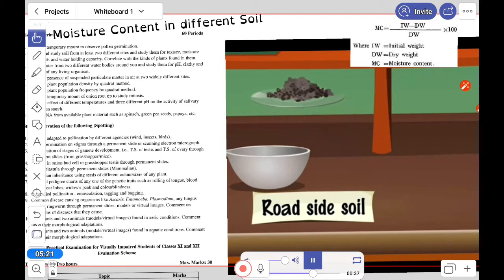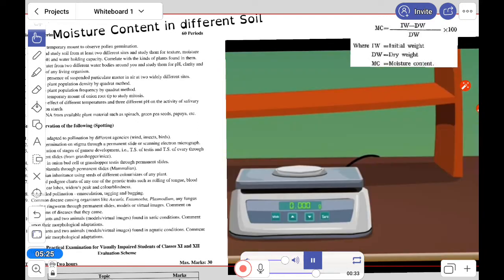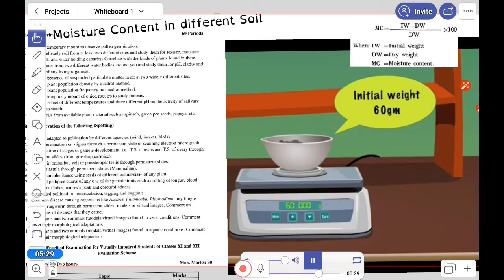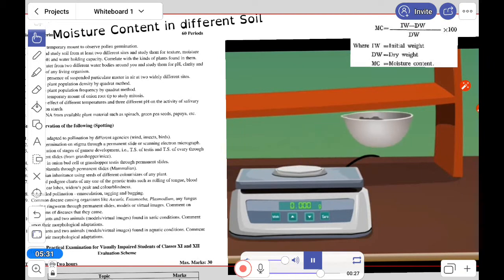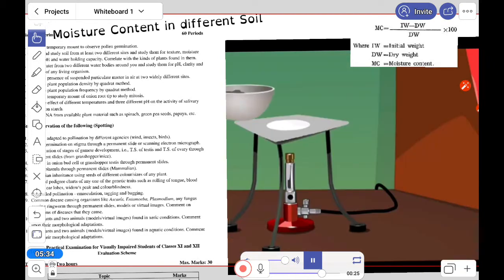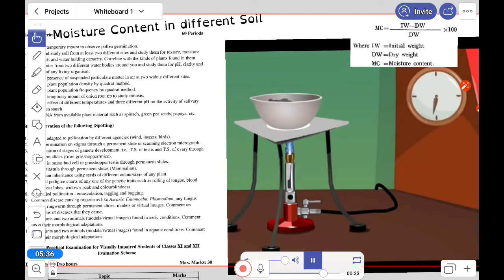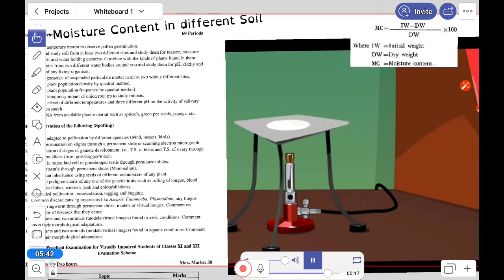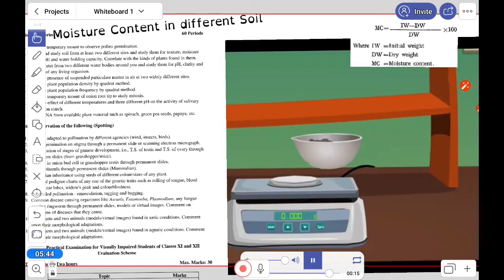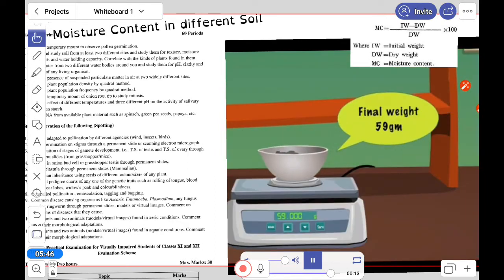Another soil we have to repeat with. The same thing, we take the weight, suppose it is 60, and here also we have to heat for a long time, then cool it, and again take the weight. Suppose it is 59.